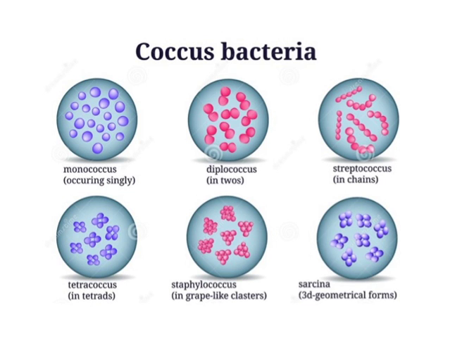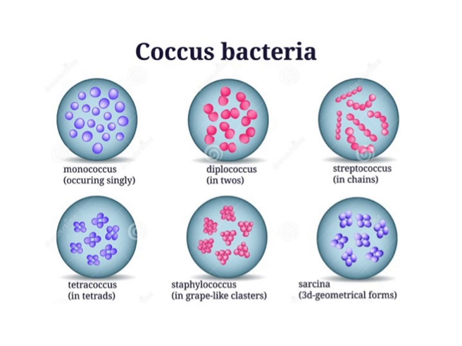First, coccus bacteria. Coccus is the singular word; cocci is the plural. Round or spherical shaped bacteria are called coccus bacteria. Based on the number of cells, coccus bacteria are classified into different types: monococcus, diplococcus, streptococcus, tetracoccus, staphylococcus and sarcina.